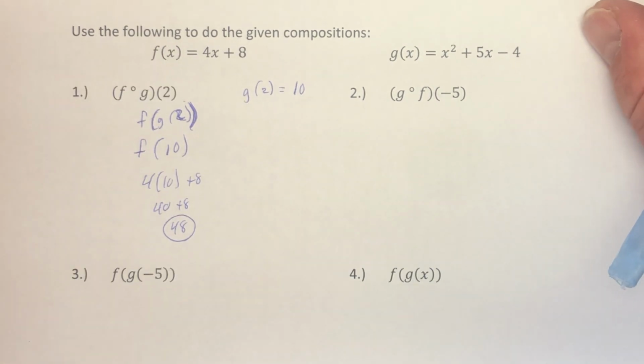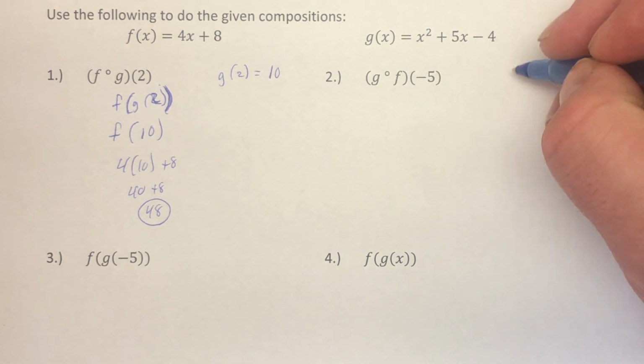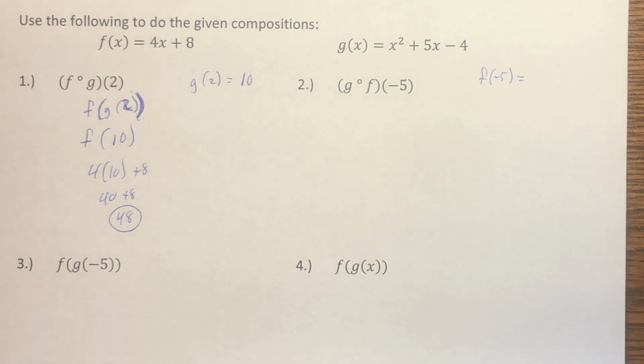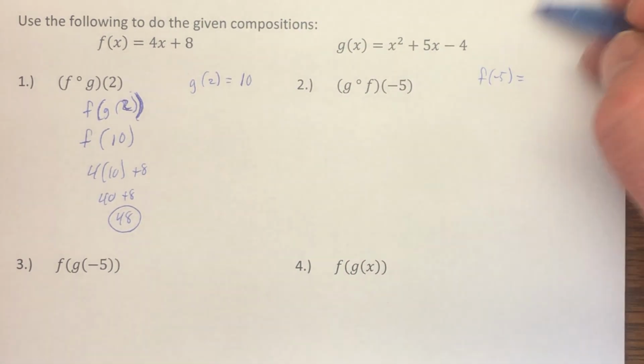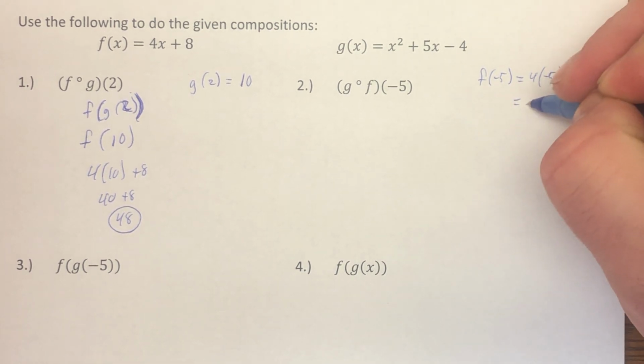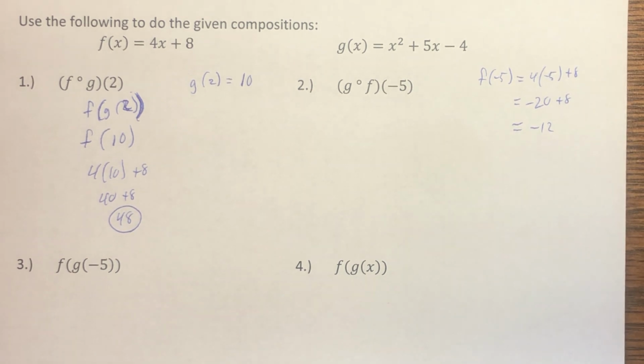Okay, now let's try another one, number 2. I want to do f of g of negative 5. So first of all, I want to evaluate f of negative 5. I like doing that off to the side. So if I come to this function, it's 4 times negative 5 plus 8. That's going to be negative 20 plus 8, or negative 12.